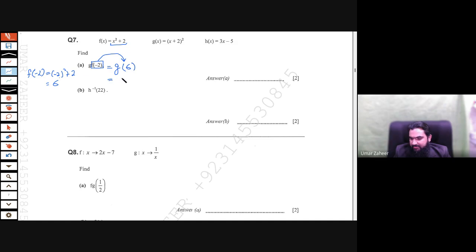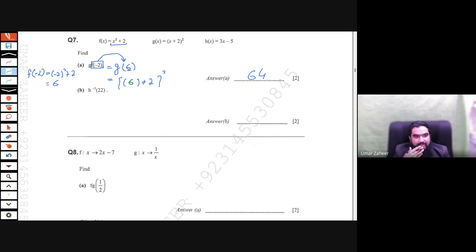Apply the g function. The g function is x plus 2, whole squared, and in place of x we substitute 6. Now 6 plus 2 is 8, and 8 squared is 64. Now in the next part, he says you have to find h inverse of 22.